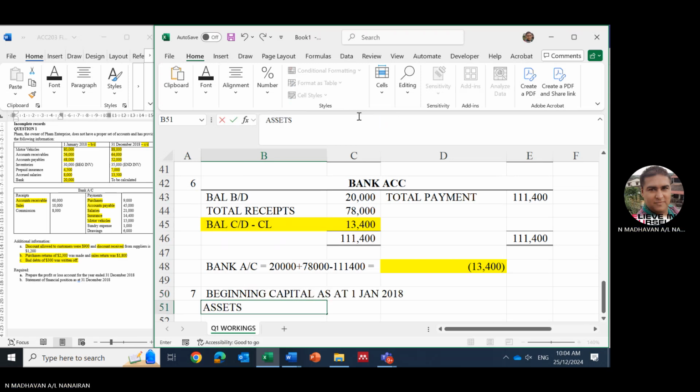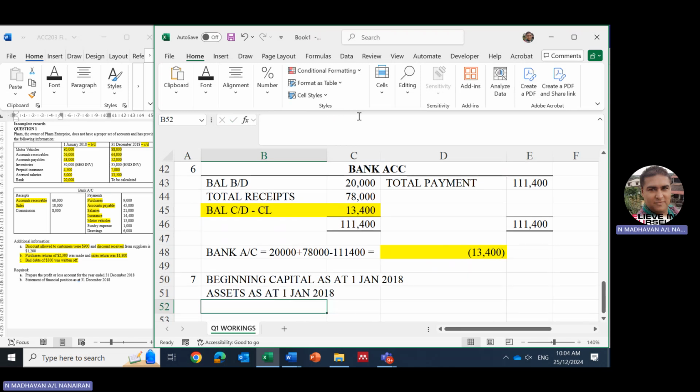Asset as at 1st Jan 2018. Don't make the mistake some students make. They just calculate the total and put it. Don't. Write down one by one. If you put the total and make a mistake, you lose all the marks. But if you list it down, wherever you are correct, you get marks. So let's start one by one.